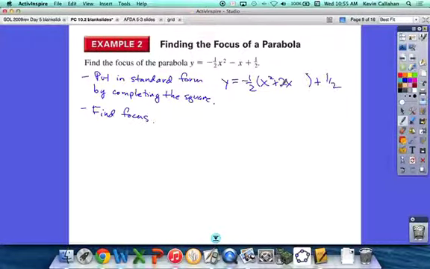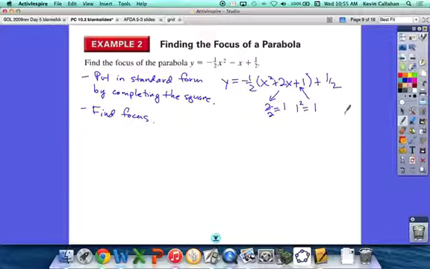Half of the middle coefficient squared, right? Half of 2 is 2 over 2 equals 1. 1 squared equals 1. Therefore, you've got to put a plus 1. But you can't just add something without doing something to cancel it out, right, to balance it.